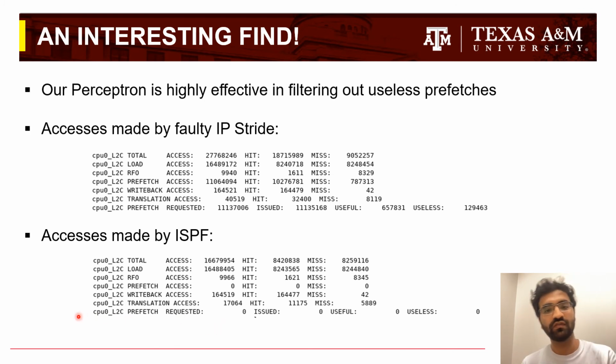So we tried this experiment by varying the weight sizes, by varying the transfer buffer size, having new features, deleting some features, but the result was always the same. This is when we started probing further, and we found that there was a fault in the IP stride code, and it was accessing some data which was not relevant. So this shows how effective our Perceptron is in filtering out these kinds of useless prefetches.